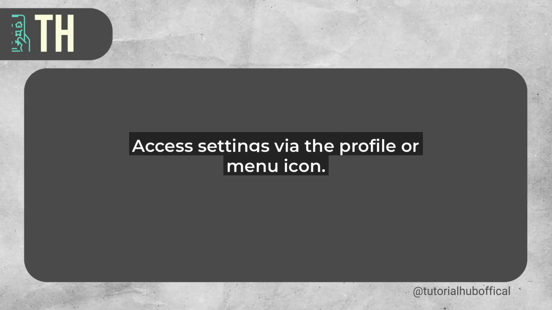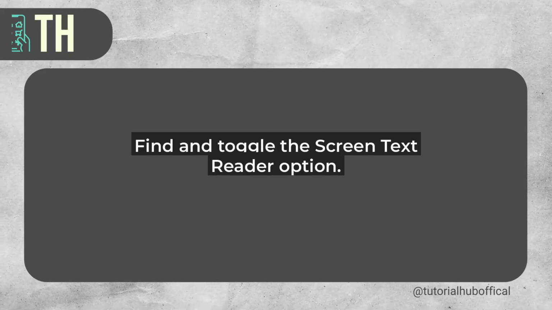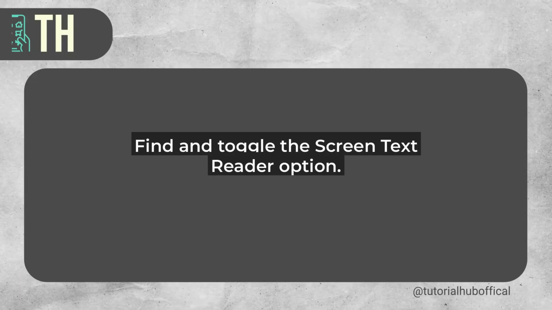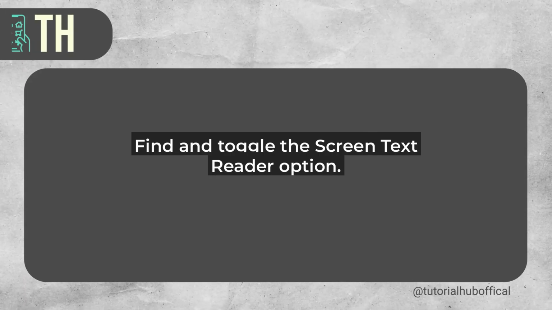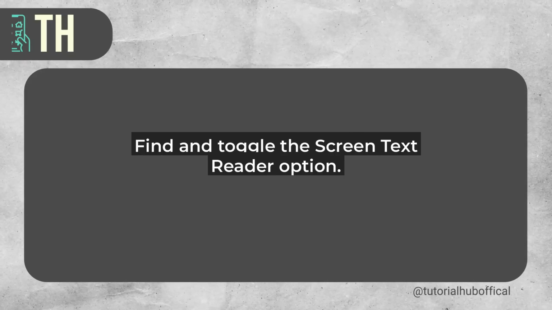Step 3. Scroll down to the Accessibility section. Look for Screen Text Reader or Text-to-Speech options. These might be under Advanced Settings in the 2025 version. Step 4. Toggle the switch to enable Screen Text Reader.